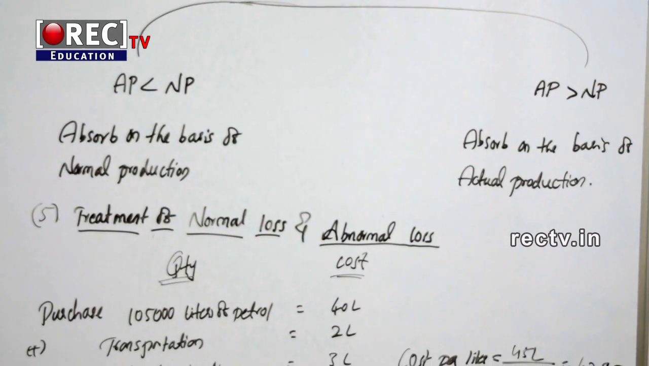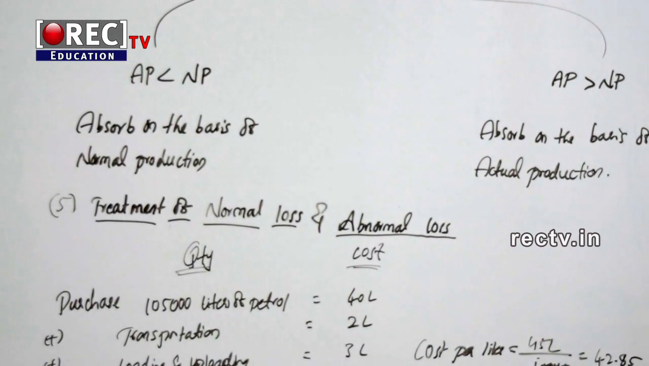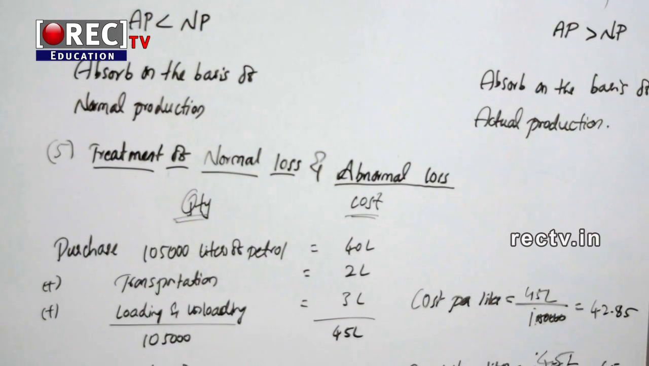And now let us see the treatment of normal loss and abnormal loss in case of inventory as per AS 2. Let us see one example here.